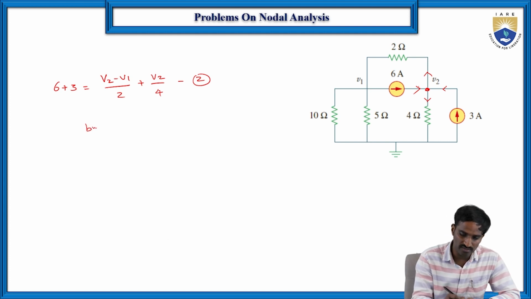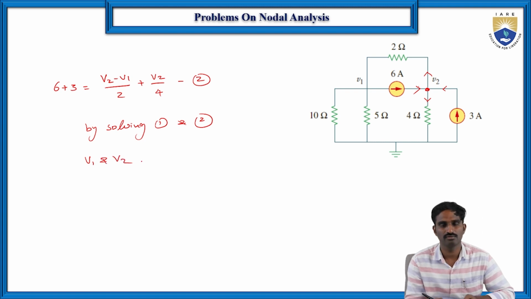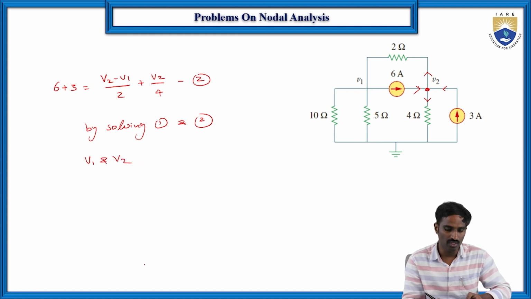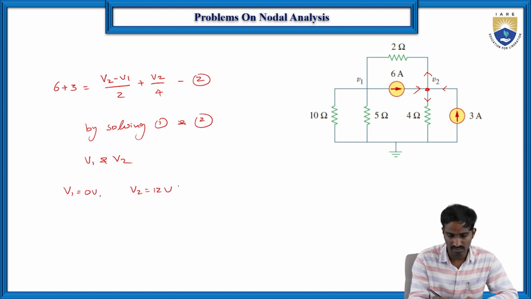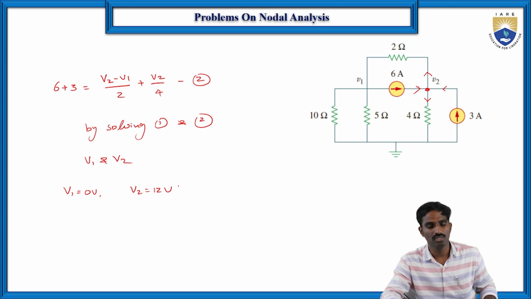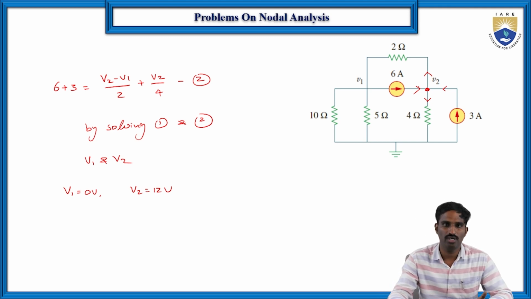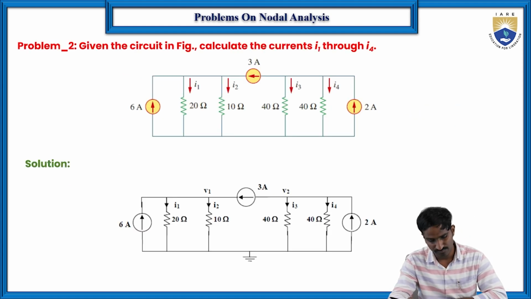So by solving equations number 1 and 2, we can find the values of V1 and V2. By solving these two equations, we get the value of V1, which is equal to 0 volts, and the value of V2, which is equal to 12 volts. So this is how we can apply nodal analysis. This is a very simple circuit, right? Next, we are going to solve the next problem.